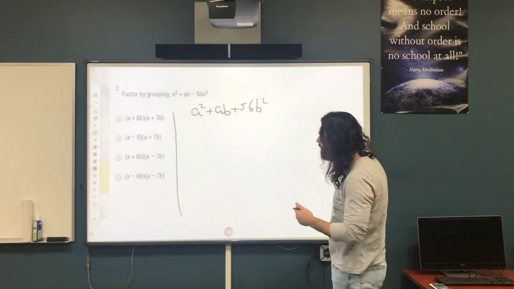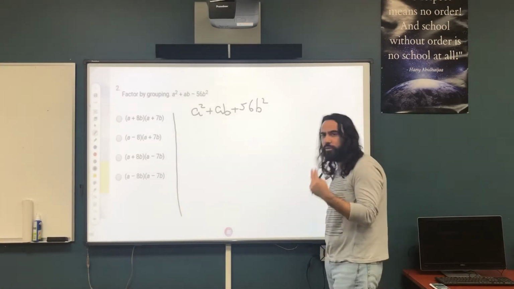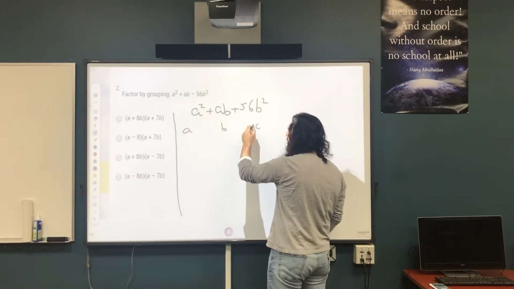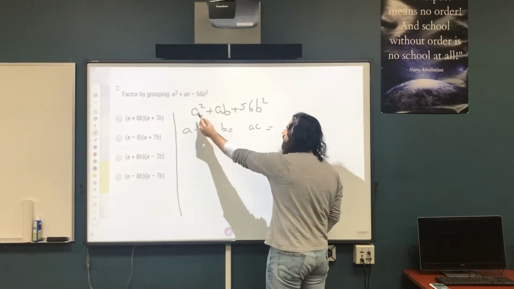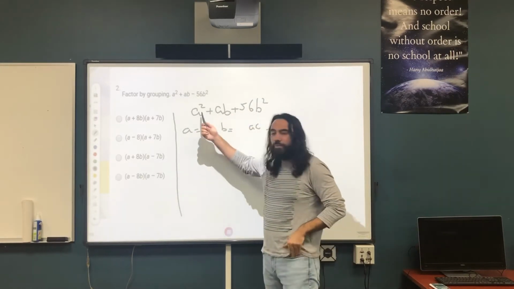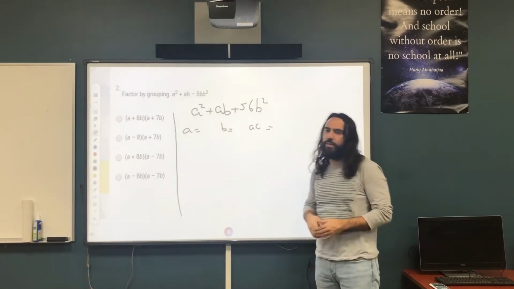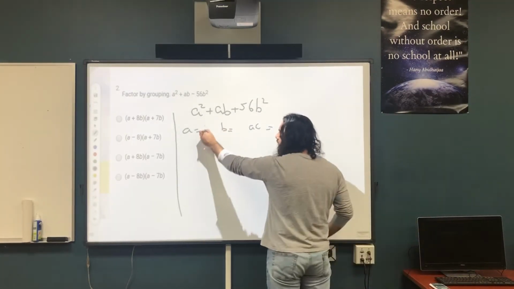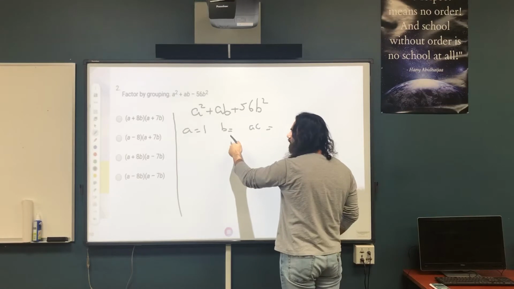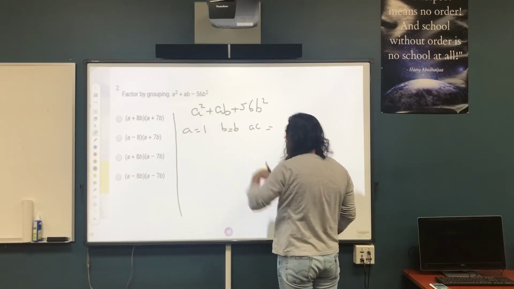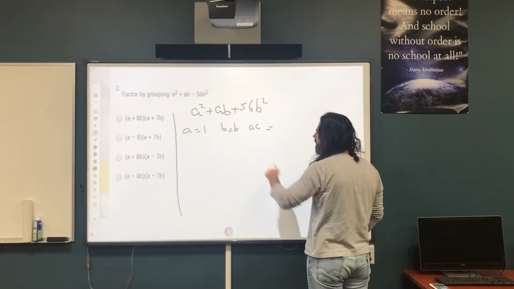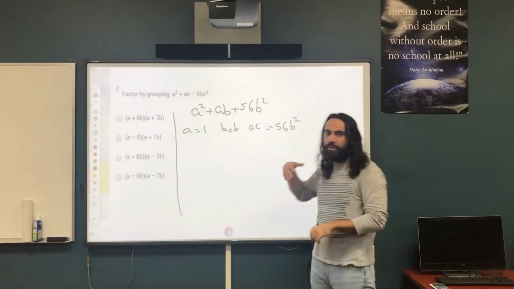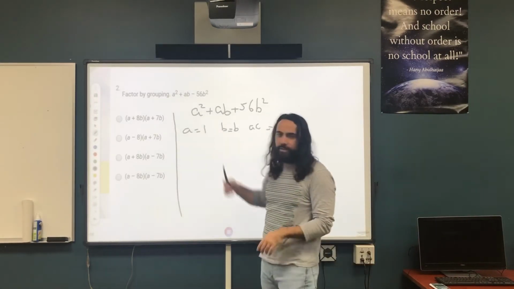So again, we need to find the value of a, the value of b, the value of ac. Now we can't do the square root of the first one and the second one. Why? We have the square root of the first one, but we don't have a whole number that's the square root of 56. So a is the coefficient of a squared, which is 1. B is b in this case. And a times c, 1 times 56b squared, is going to be 56b squared. Remember, we are using b as a number. The variable that we have is the a.